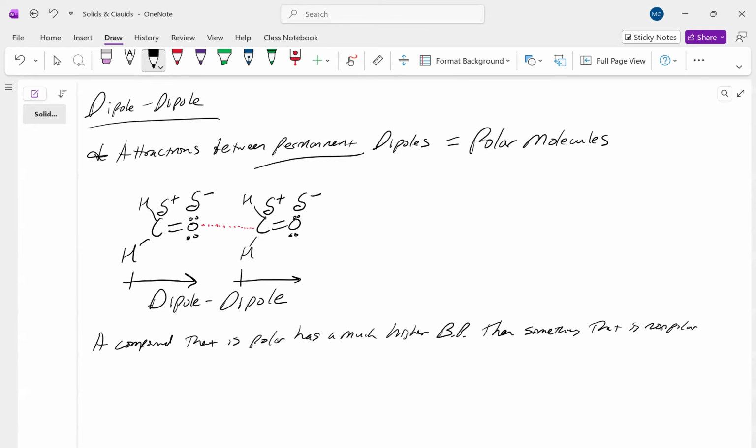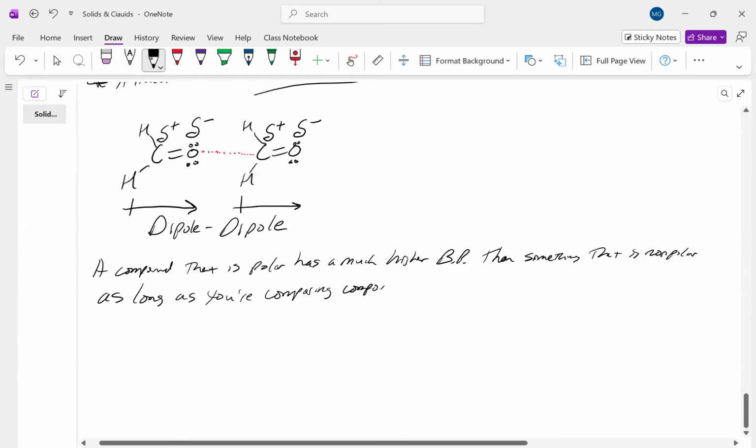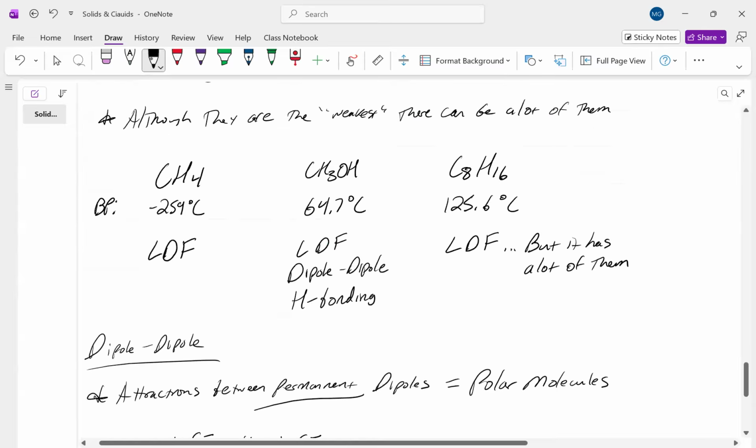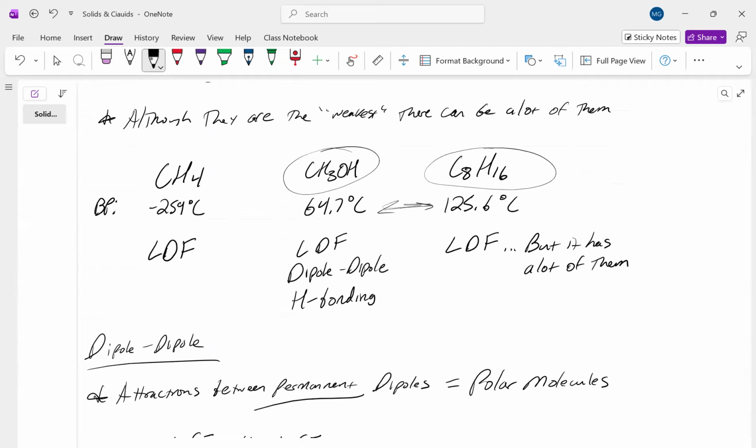And I want to put a caveat to this, as long as you're comparing compounds with similar molar masses. And again, I highlight that because if we look back at our previous video, octane is non-polar, and methanol is polar, yet there's a huge difference in their boiling points. And so the main reason for that is we're not comparing two molecules with a similar molecular weight.